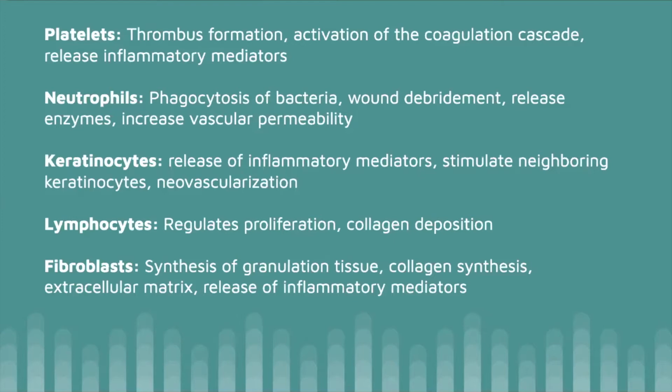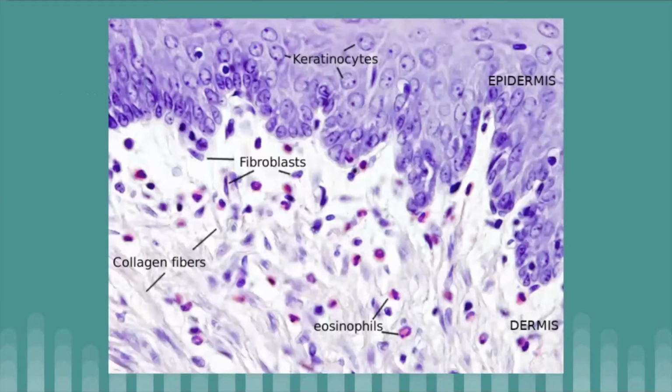We have lymphocytes, which regulate proliferation and collagen deposition. And lastly, we have the fibroblasts, which synthesize the granulation tissue, collagen, extracellular matrix, and release inflammatory mediators. And here on this slide, we can see that the keratinocytes, the fibroblasts, and the collagen fibers are all coexisting together, but it is once they are activated because of the wound that they will go into effect and start doing all of these things that I had just mentioned.